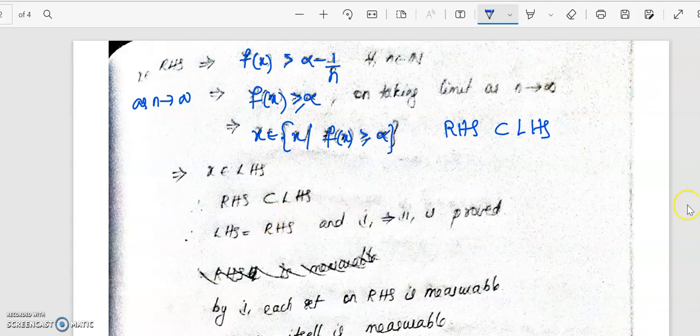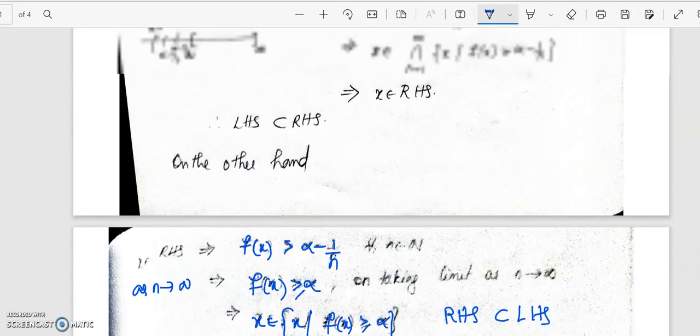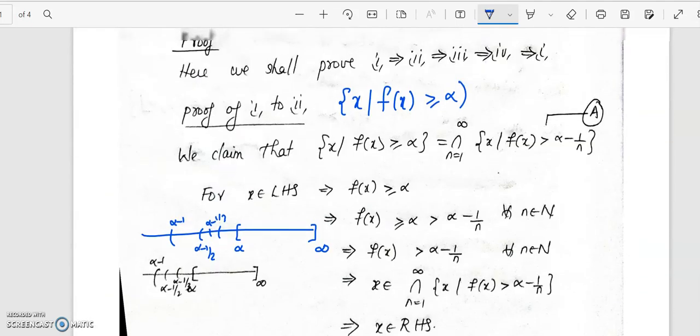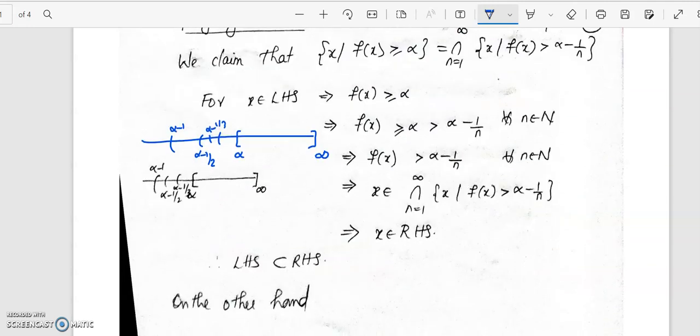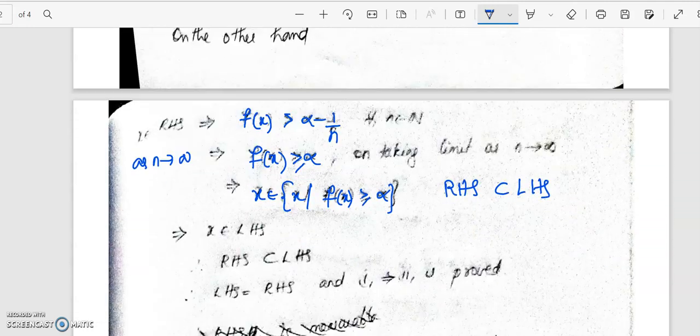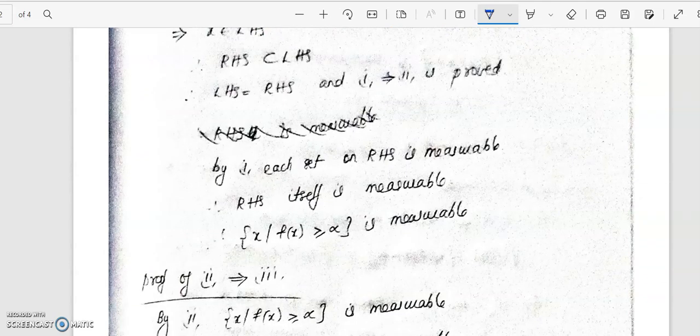Now again on RHS, as we said first, all the sets in RHS are measurable by statement 1, a set of this form is measurable, so the intersection is also measurable. So therefore, this is equal to this set, which is measurable. So therefore, the set of all x such that f of x greater than or equal to alpha is measurable. So that completes the proof of statement 2.